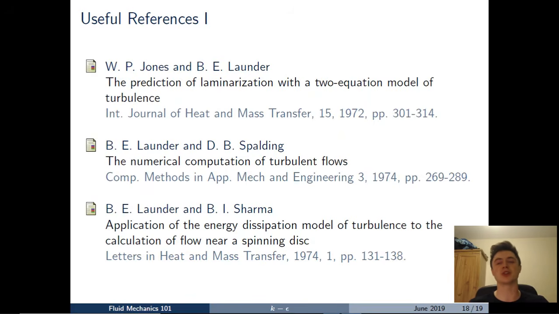And of course, for those of you who'd like to go back and read the original papers for the k-epsilon model and where it was proposed, I've got the 3 main papers linked down in the description below, so you can quickly have a browse through those if you're interested.